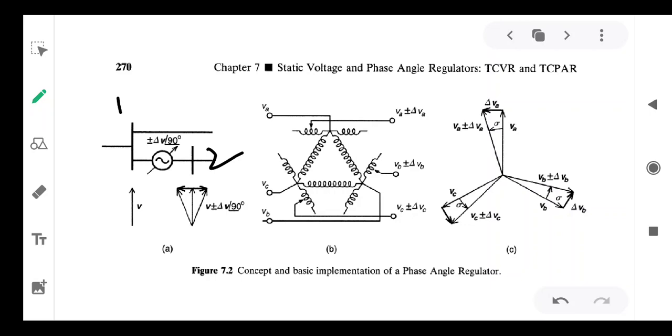Here let us look at the three-phase circuit, delta connected one, where at the junctions of the delta the coils are connected like this. One phase A, phase B and phase C. This is phase A, B and C, so that you can provide the control over voltage as well as angle.